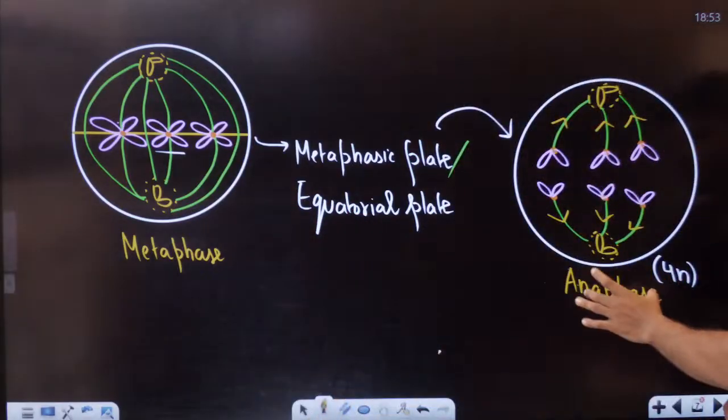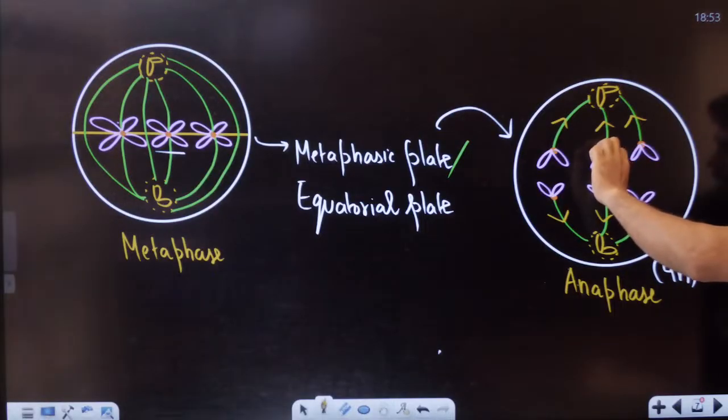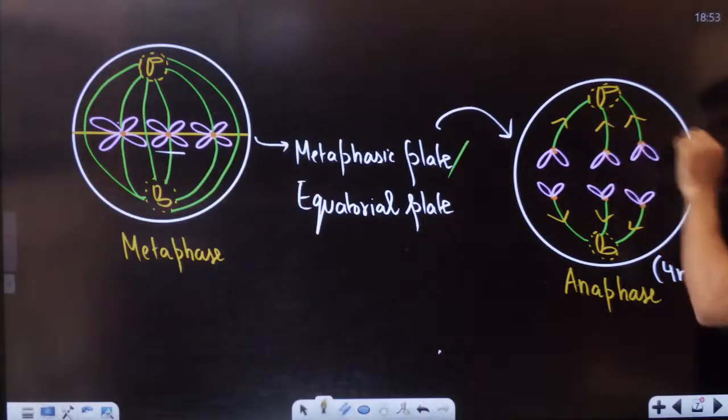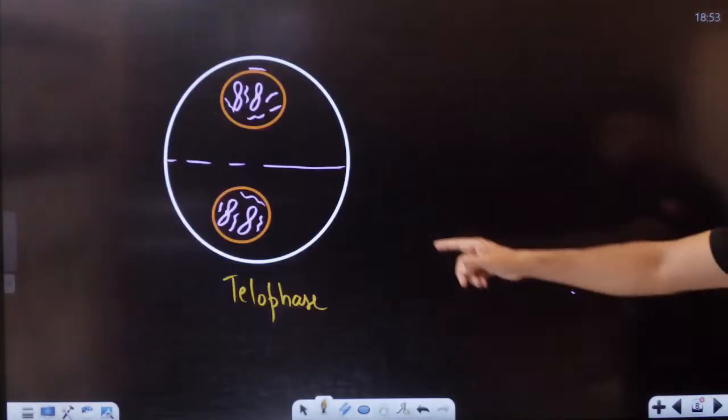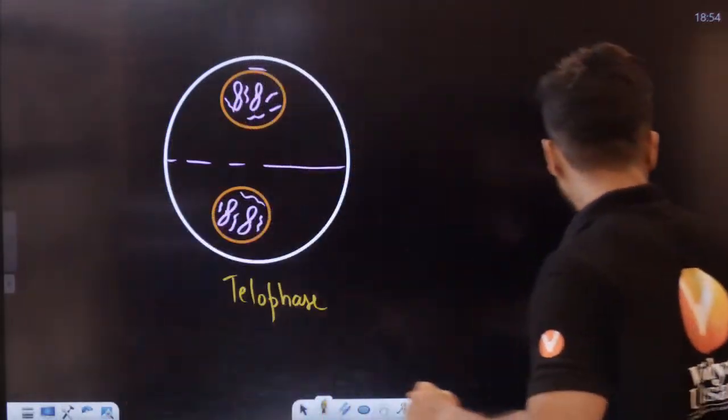Then in anaphase, what happens, students? The centromere splits, and separation of sister chromatids happens here. The centromere will be towards the poles. Then we have telophase. Again, they are losing their identity here and becoming decondensed. The nuclear envelope is reappearing. Everything is reappearing right now, students.